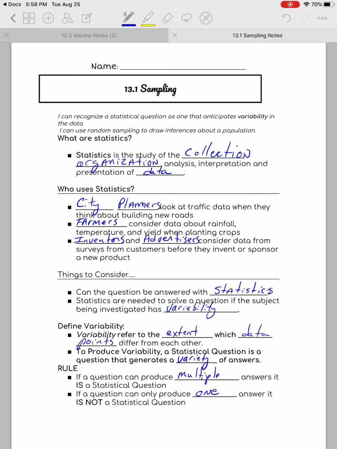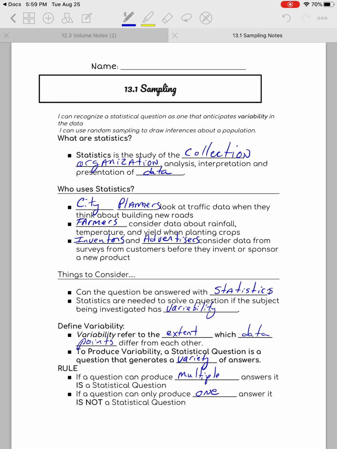What is statistics? Statistics is the study of the collection of data, organization, analysis, interpretation, and presentation of that data. Who uses statistics? City planners, for one, use statistics when they look at traffic data, when they think about building new roads, where to put new stoplights.